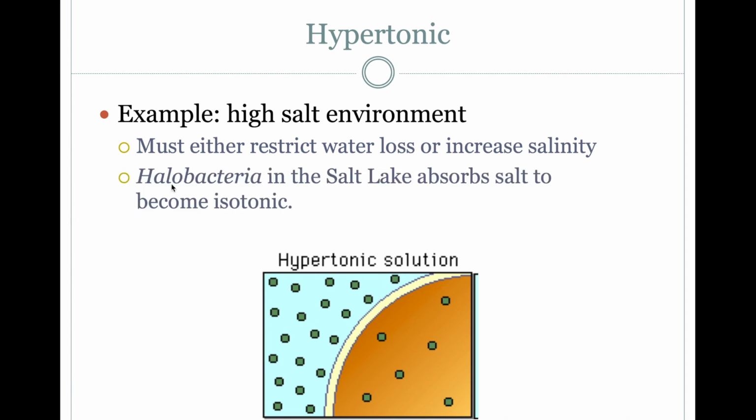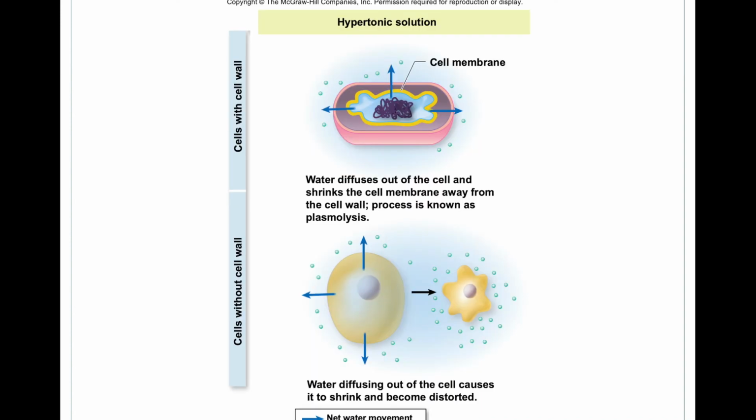A great example of this is the halobacter or halobacteria, an organism that lives in the Great Salt Lake, which is, I forgot what concentration, something like 10% salts or something higher than that. Crazy high amount of salt concentration. So there are organisms, extremophiles, and other bacteria that can live in here, and this organism increases its own salinity to become isotonic with its environment. A picture from your book to show you what happens here.